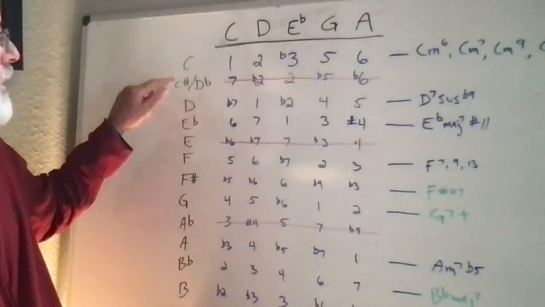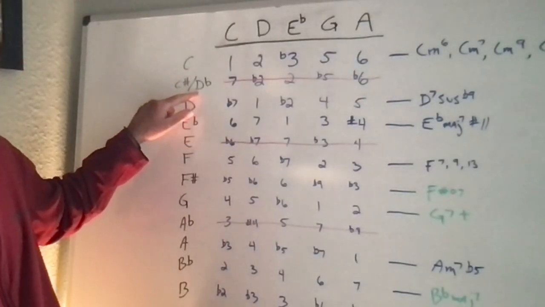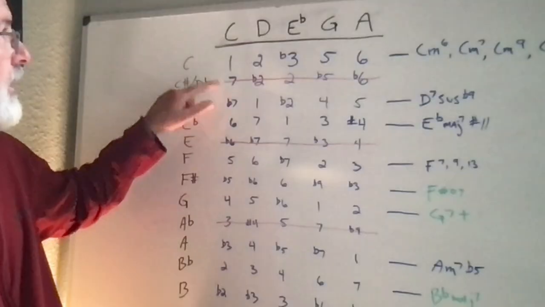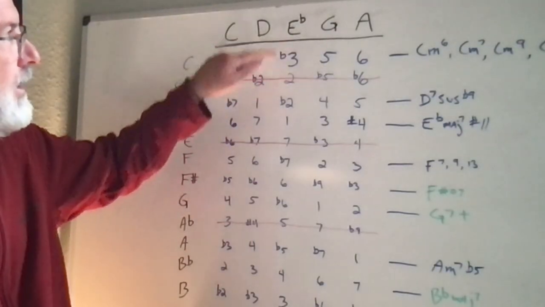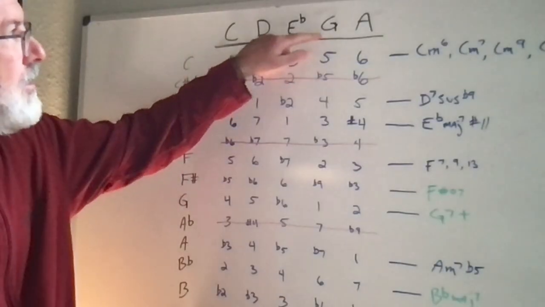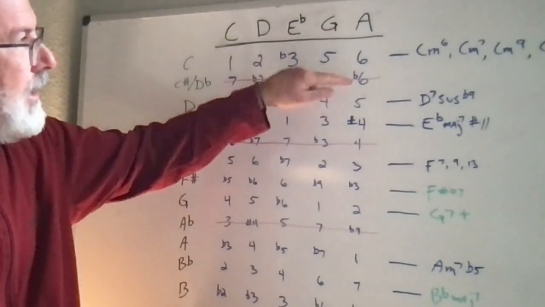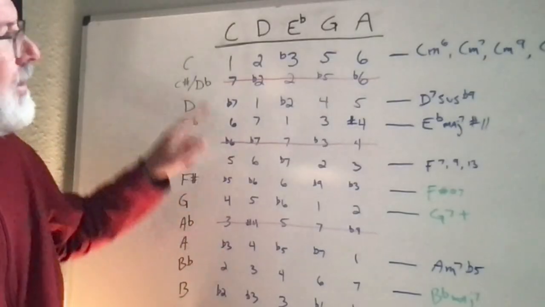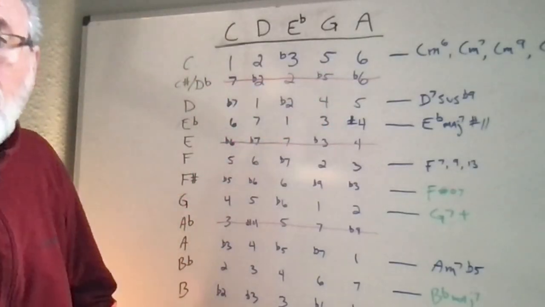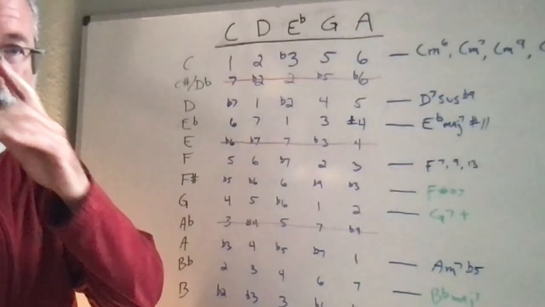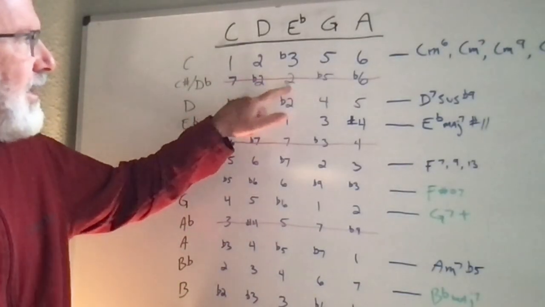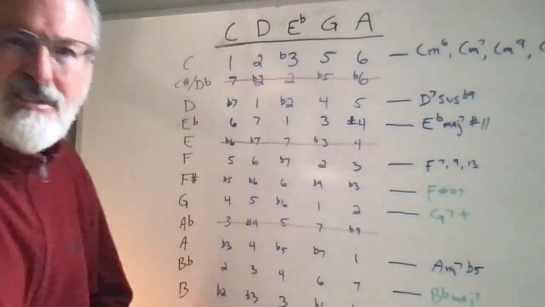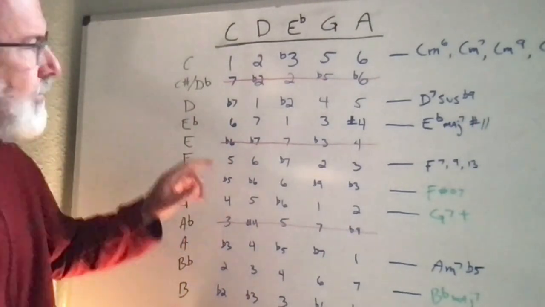So if C sharp or D flat was the root, then C would be the seventh, D would be the flatted second, E flat would be the second, G would be the flatted fifth, and A would be the flatted sixth. We don't really have anything. I crossed this out in red because that's not really a useful scale. We've got the second, the flatted second and the second together. It's not something we really use, so I'm throwing that one away.